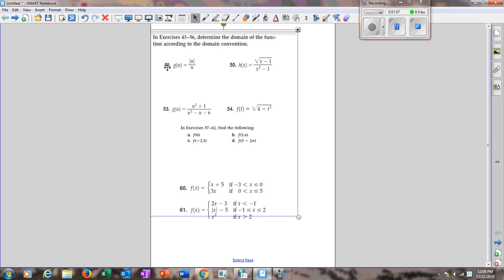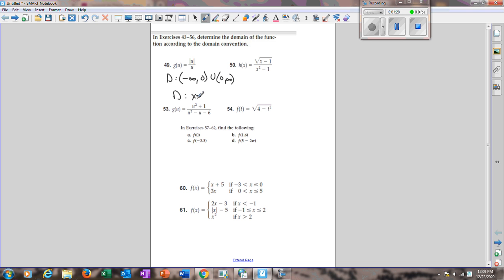So my domain is going to be from negative infinity to 0, which doesn't include 0, and from 0 to infinity. The other way I could say this is my domain is x not equal to 0, so that the domain is absolutely everything except 0. All right, looking at number 50.